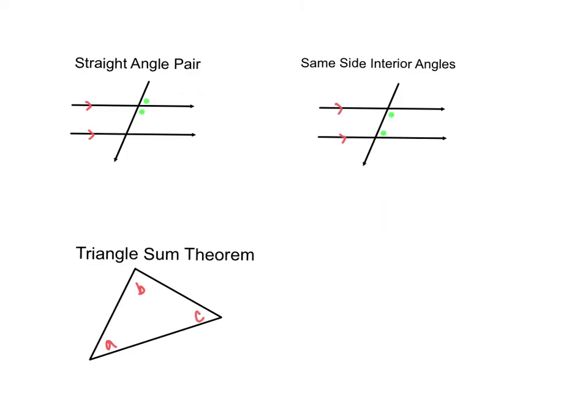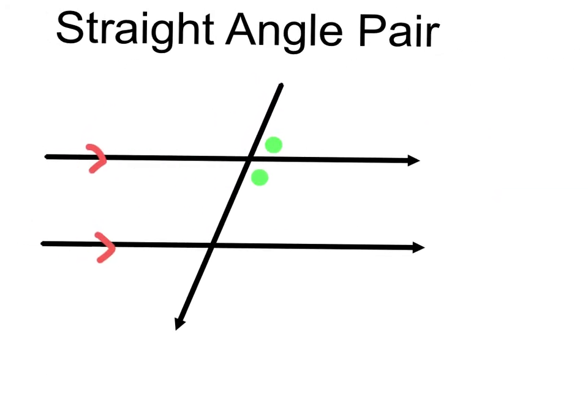Let's take a look at a couple relationships where the measures of the angles are supplementary. So when I look at a straight angle pair here, I know that these two angles have to add up to 180 degrees. Therefore, we say they are supplementary.